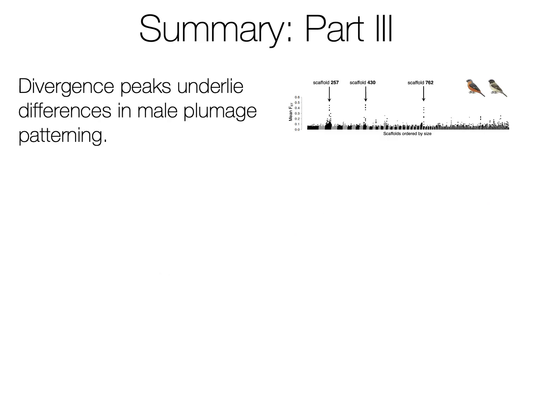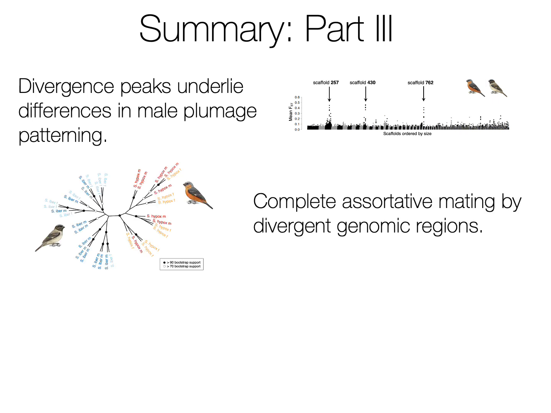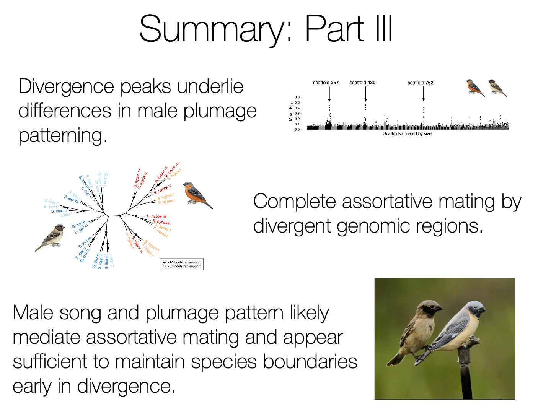So to summarize this part of the talk, divergence peaks underlie differences in male plumage patterning for Sporophila. Complete assortative mating by divergent genomic regions was documented by Sheila's sampling of many nests and breeding pairs. And it seems like male song and plumage pattern mediate assortative mating and appear sufficient to maintain species boundaries early in divergence, which is really exciting.